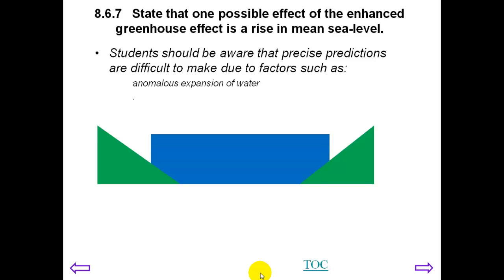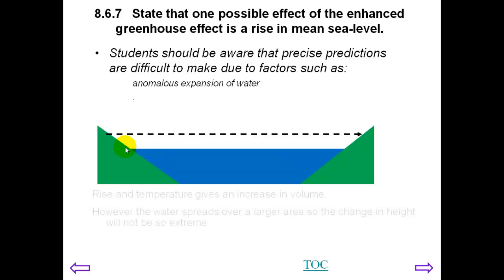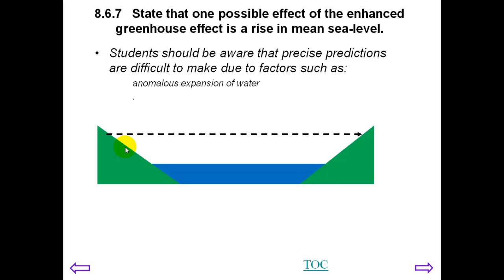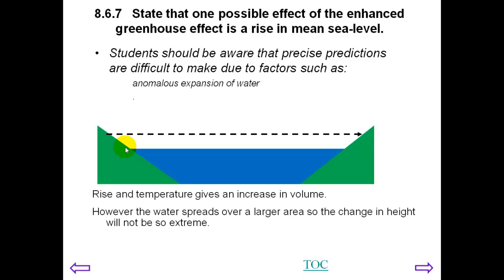This is the level that it would reach if it just expanded vertically, but of course the part over land is not being filled. A more realistic version is that when it expands, it will expand to somewhere like this. It won't go so high because it's spreading out sideways as well, so the height will be less. The rise in temperature gives an increase in volume. However, the water spreads over a larger area, so the change in height will not be as extreme.